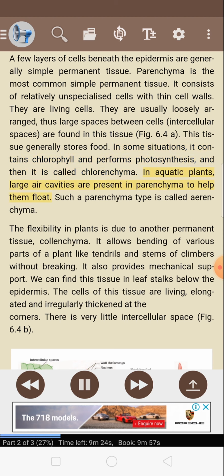In aquatic plants, large air cavities are present in parenchyma to help them float. Such a parenchyma type is called aerenchyma. The flexibility in plants is due to another permanent tissue, collenchyma. It allows bending of various parts of a plant like tendrils and stems of climbers without breaking. It also provides mechanical support. We can find this tissue in leaf stalks below the epidermis.